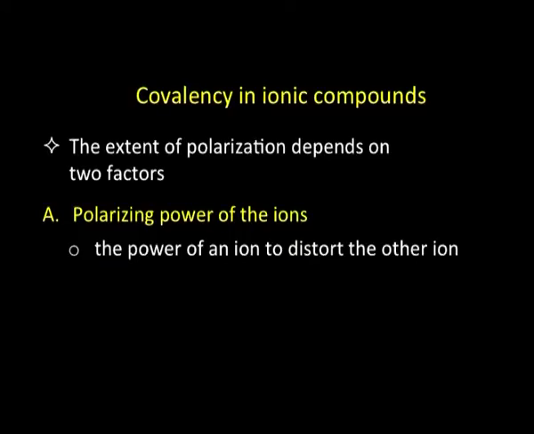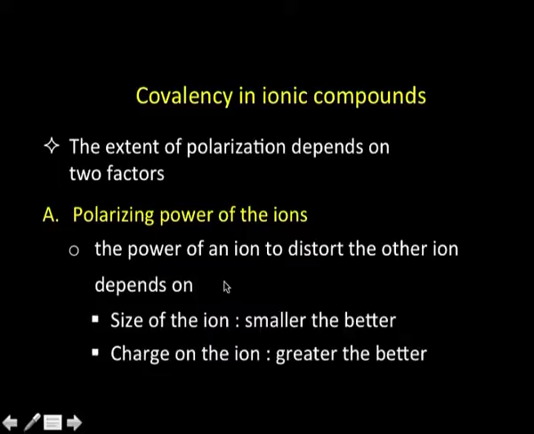So, how powerful is this ion which is going to polarize the other ion there? That is number one. The power of an ion to distort the other ion is called the polarizing power of that particular ion. Typically, the polarizing power of an ion to distort the other ion depends on the size of the ion. Smaller the ion, the better, because a smaller ion will be able to distort the negative cloud much more. And secondly, the charge on the ion, greater the charge, the better. So, that is regarding the polarizing power of ions.